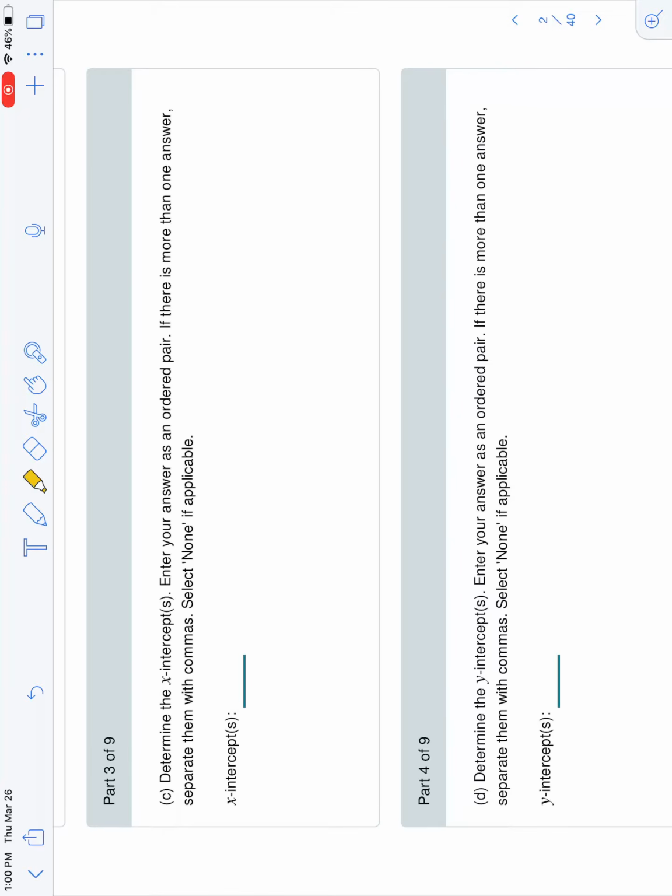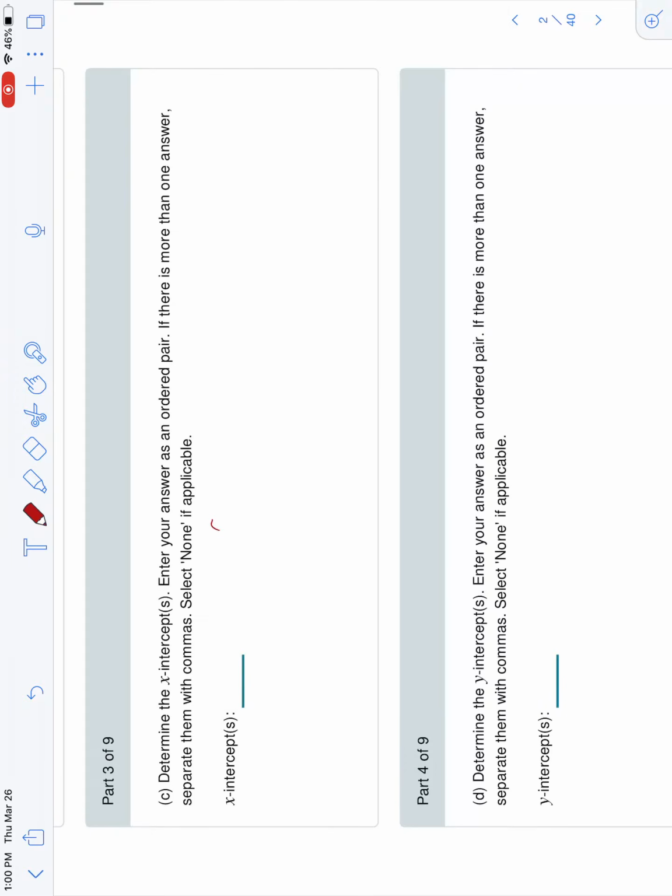So number 3, or part C, is asking you to determine the x-intercept. Enter your answer as an ordered pair. If there is more than one answer, separate them with comma. Select none if applicable. Okay, so the equation was d of x equals 2x squared minus 12x plus 17.